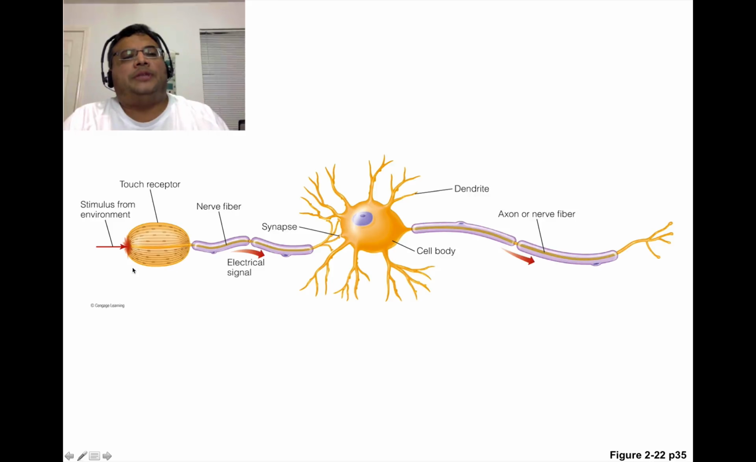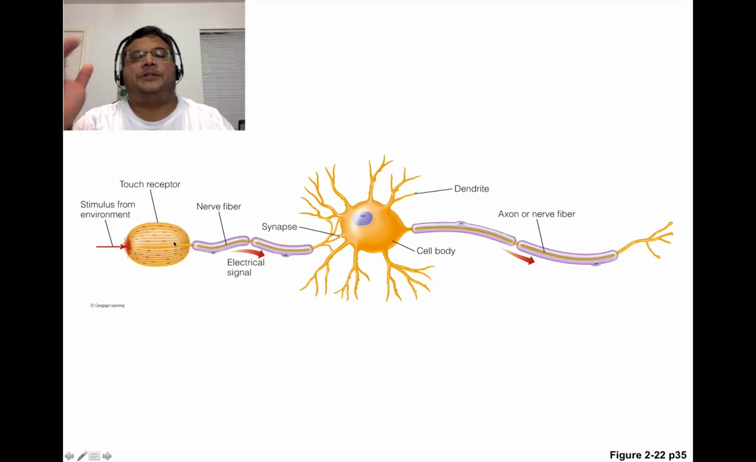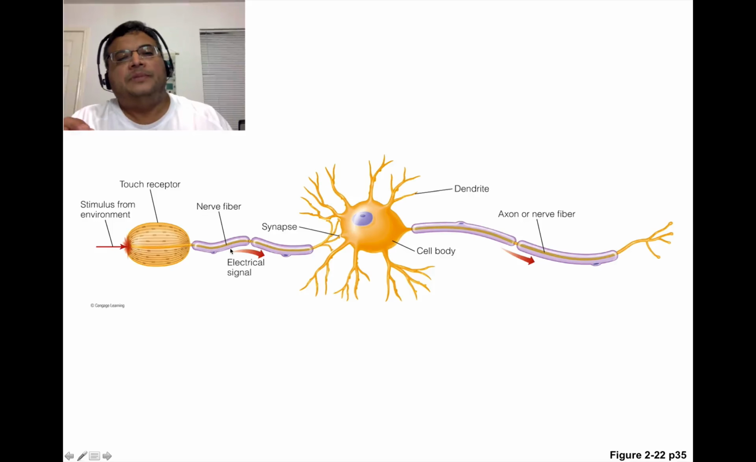This is a receptor that is specially designed to feel pressure on your skin, okay? But once it gets that stimulus from the environment, it causes changes in the shape of this part of the receptor, which causes proteins to change and ion gates to open, and that causes this receptor to fire an action potential down the length of its axon till it synapses here with another neuron that lives in your spinal cord.